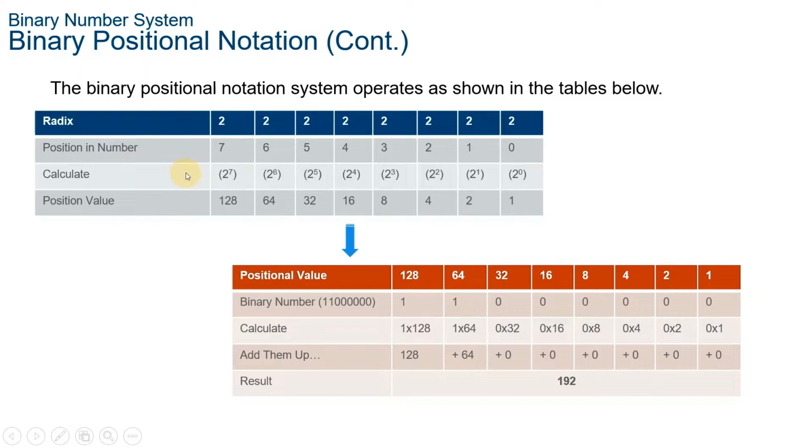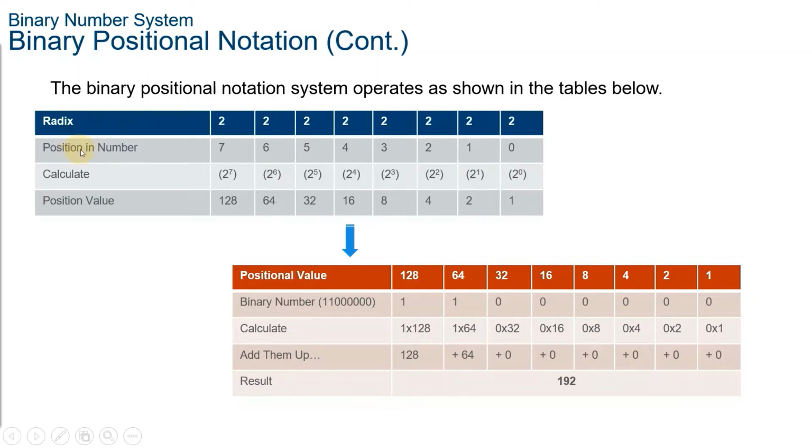Binary positional notation. In contrast, the binary positional notation operates as described in this table here. Let's describe each row of the table, starting with the radix. The radix is the number base. Binary notation is based on 2, so therefore the radix would be 2.